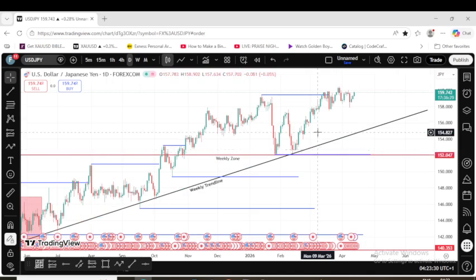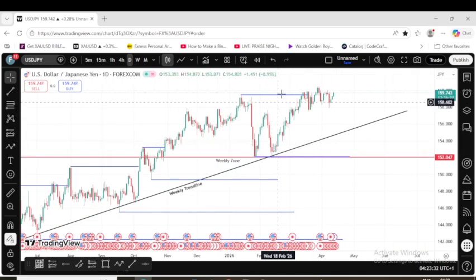You can see that based on the current market structure, price has recently broken this previous higher high, making this a valid new higher low.